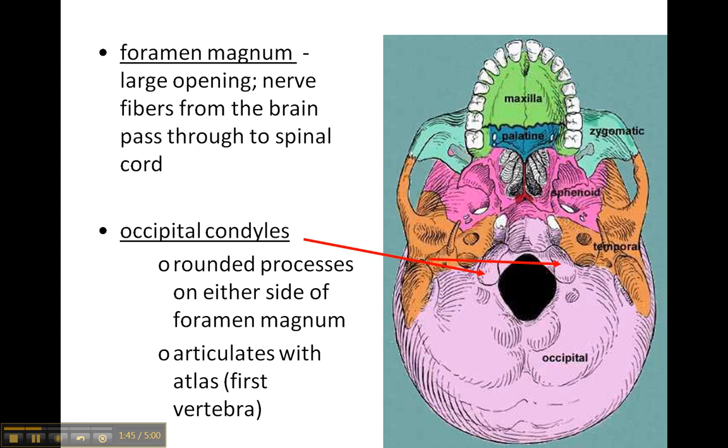On either side of the foramen magnum are the occipital condyles. And a condyle is a rounded process. And the condyles articulate with the first vertebra, which is the atlas. And if you recall when you made your skeletons, that was one of the things that you had to label.